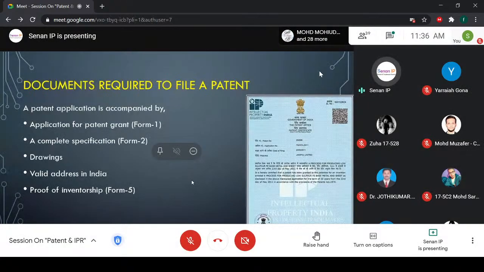So what documents are required? Like I already told you, a patent application should include at least form 1, form 2, drawing, a valid address in India, and proof of inventorship, like form 5. So these 3 or 4 forms are compulsory. You can see the certificate of grant. This is an example of a patent certificate. When you have filed a patent application and complied with all the format and formal requirements and the novelty of your patent application, then you will receive a patent certificate similar to this.